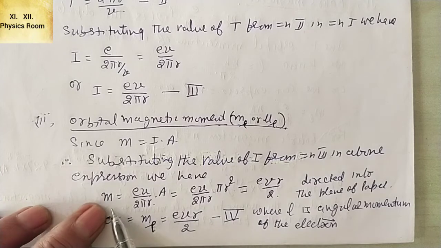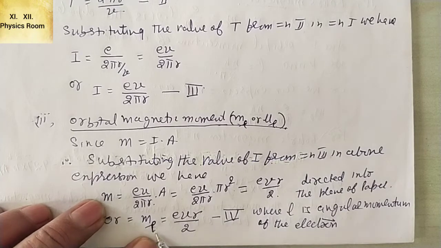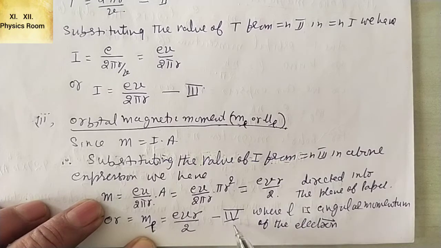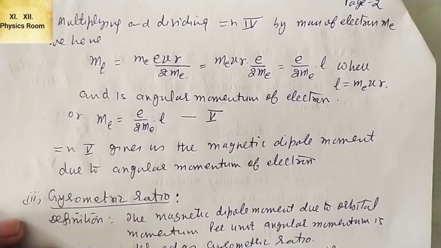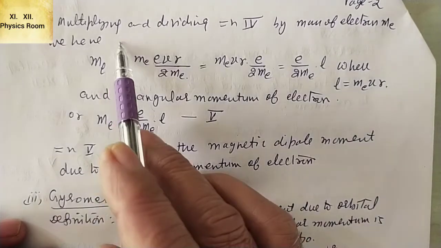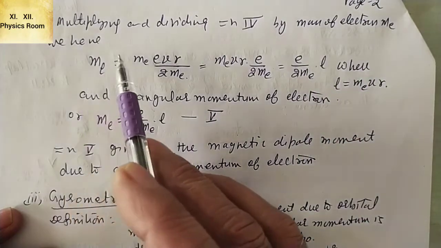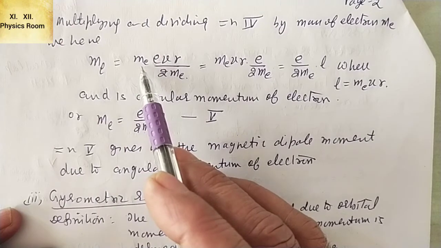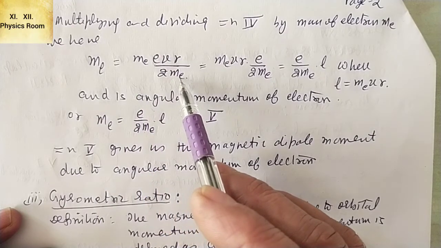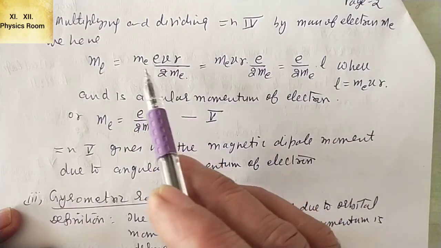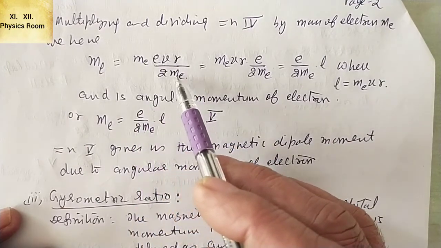We write this m as m L, L for orbital momentum. So m L is equal to evr by 2. Let us mark it as equation 4, where L is angular momentum of the electron. Now, multiplying and dividing equation 4 by mass of electron, m e, we have m L equal to m e e v r by 2 m e. We multiply and divide, so it doesn't make any difference.